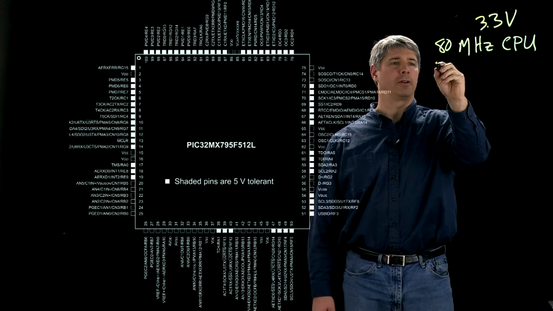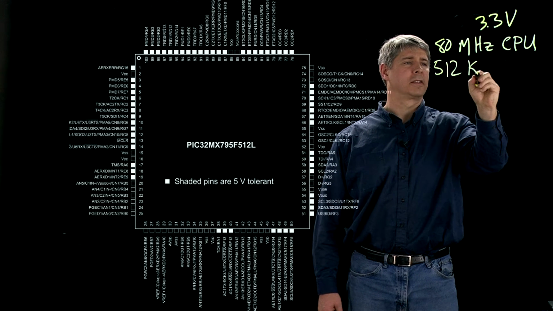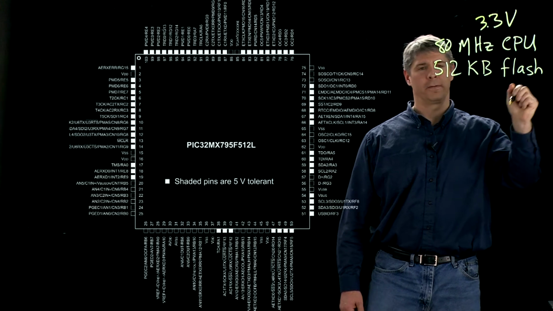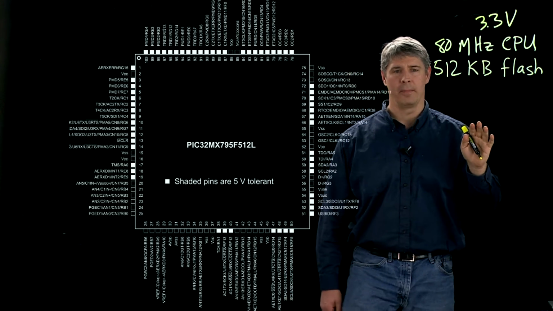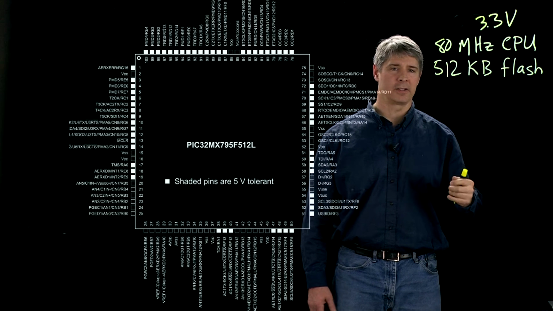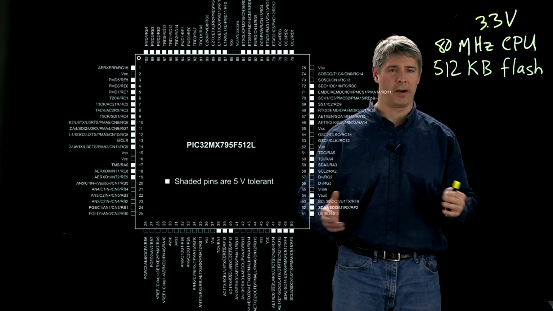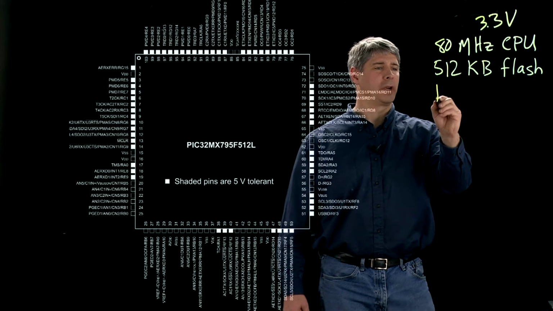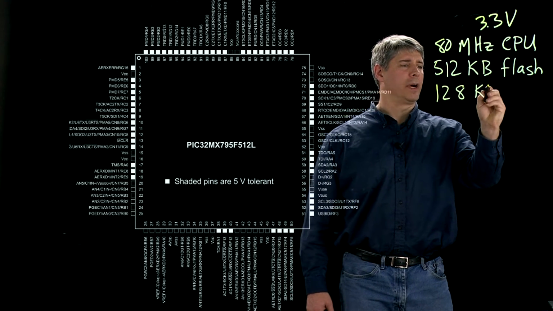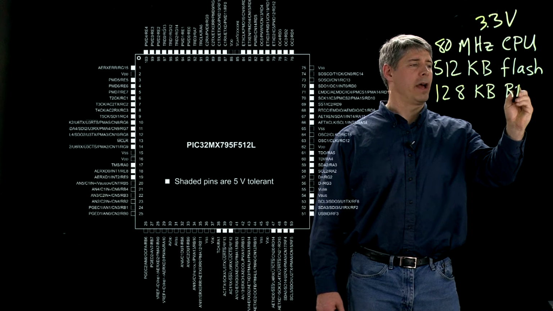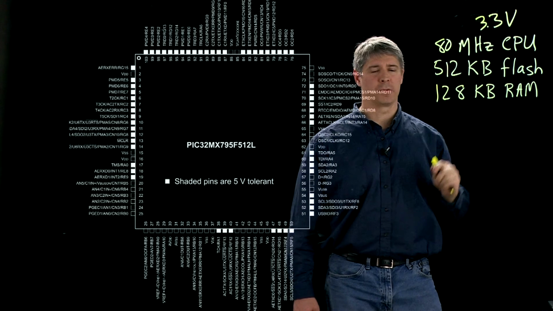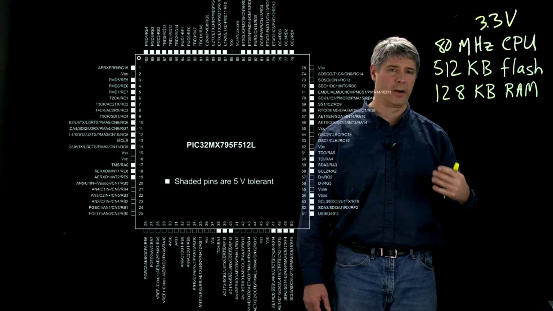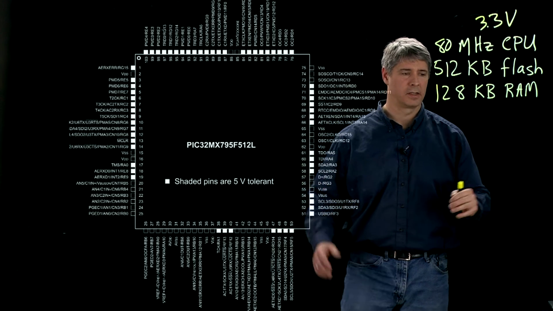It has 512 kilobytes of flash memory. The flash is what's used to hold your program, and it's called non-volatile, so when you turn the PIC off, you take the power away from it, the program remains. It also has 128 kilobytes of RAM, and RAM is what usually holds your data during the running of a program, but when you power the PIC off, that data is lost.